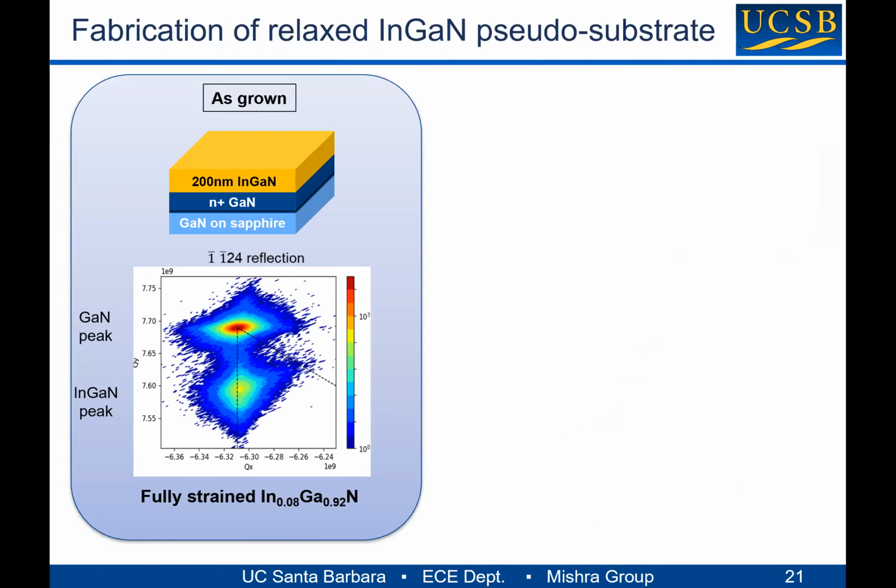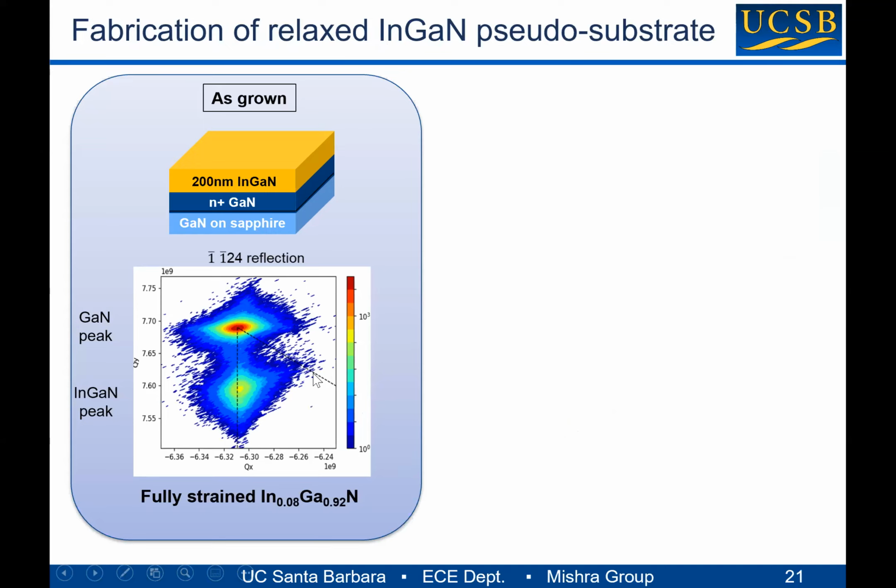As-grown relaxed InGaN layer on GaN on sapphire template can be seen to be almost fully strained to gallium nitride, and we can see that they are vertically aligned. So their lattice constants are almost the same. And what we aim for is to achieve a higher degree of relaxation.